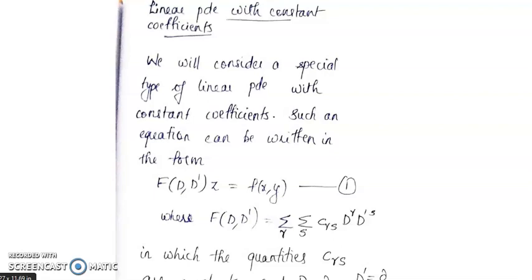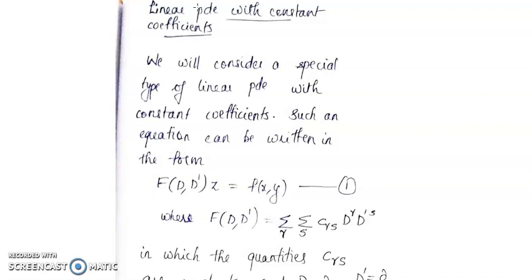Hello dear students, in today's class we will look at what is a linear PDE with constant coefficients. By linear PDE we mean a linear ODE, which you have studied earlier: a linear ODE with constant coefficients. Suppose you have an equation of the form d square y by dx square plus y equal to 0, or d square y by dx square plus y equal to sin x.